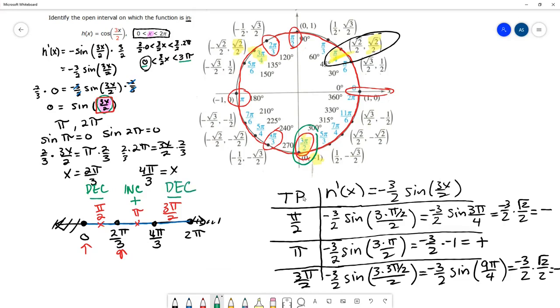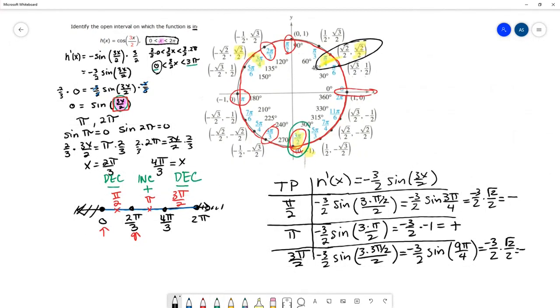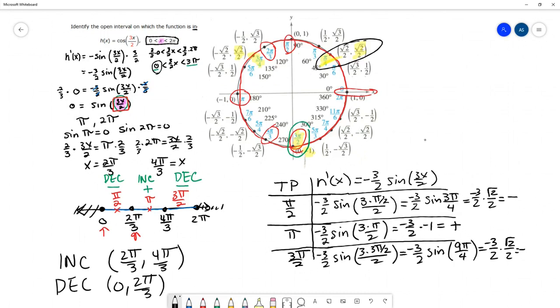And so now we can state our intervals of increasing and decreasing. We know that the function is increasing from 2 pi over 3 to 4 pi over 3. The function is decreasing on two intervals: from 0 to 2 pi over 3, as well as 4 pi over 3 to 2 pi.